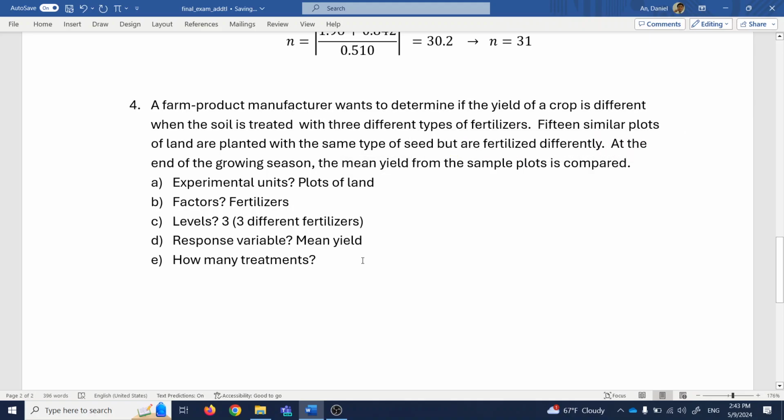How many treatments? Is this a one variable thing? It's a one variable experiment, so if you have one variable, then what's the relationship between levels and treatments? Yeah, same. Okay. If you have 2 factors, then the number of levels should be multiplied, right? But here, treatments will be the same. Okay. All right.